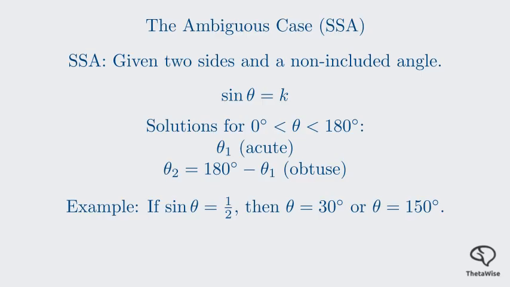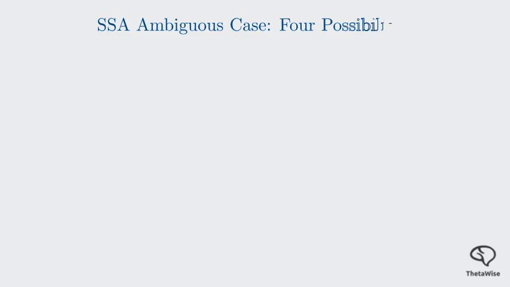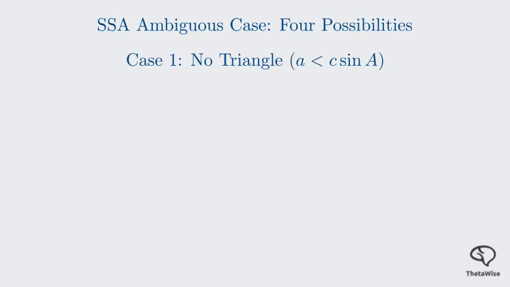Let's analyze the possibilities. Let's explore the four possible outcomes when given sides a and c and the acute angle A. Case 1, no triangle. If side a is too short to reach the opposite side, no triangle can be formed. We can test this by calculating the height h, which is c sin A. If a is less than h, there's no triangle. Mathematically, this happens when using the sine rule to find the angle opposite side c, you get sin C greater than 1, which is impossible.